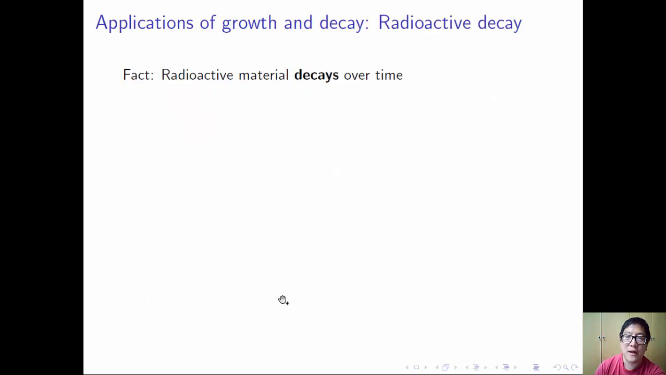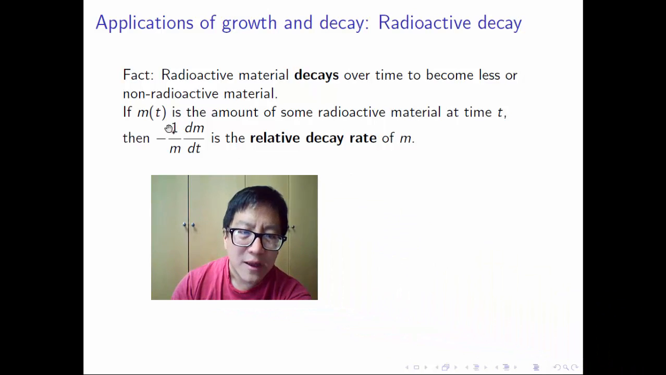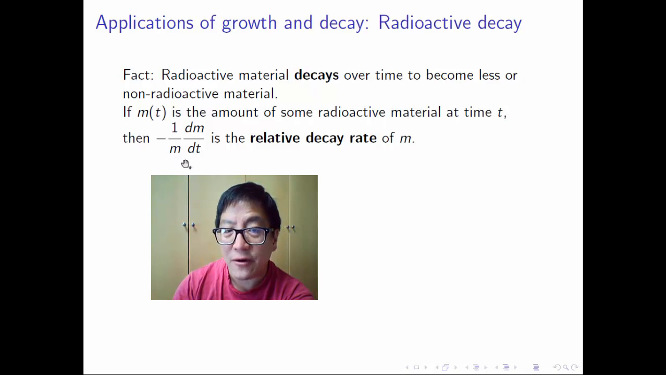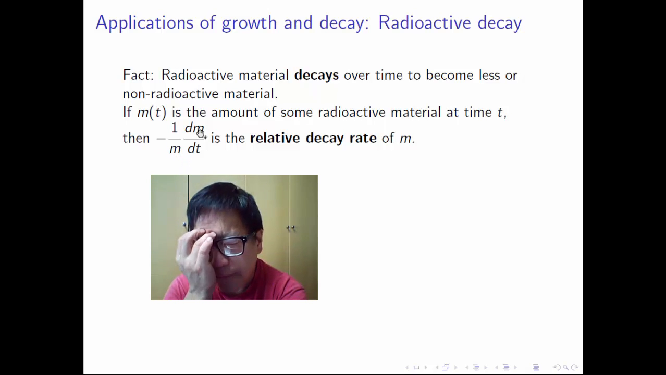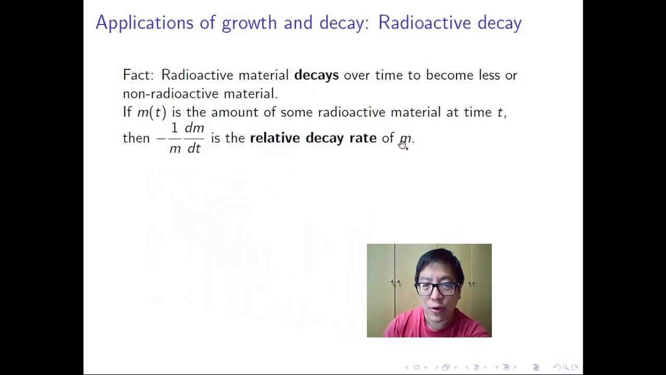Here's another application, for which we first need to talk a little bit about science. Here's a scientific fact: radioactive material decays over time to become less radioactive material or non-radioactive material. If m of t is the amount of some radioactive material at time t, then minus 1 over m times dm/dt is the relative decay rate of m. You might be wondering, why is there a minus sign here? Well, if m is decreasing, then dm/dt is negative, so you need this minus sign out front in order to talk about a positive quantity being the relative decay rate.